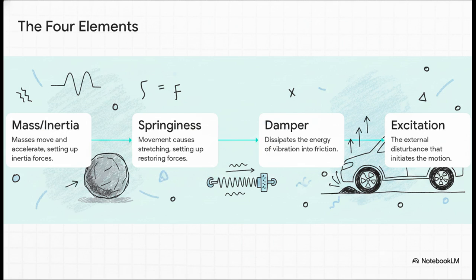Think about a bumpy car ride. The rough road is your external excitation. The vehicle's mass moves up and down. The car's suspension spring compresses and pushes back as a restoring force. And finally, the shock absorber acts as the damper, bleeding off the kinetic energy of the bounce into fluid friction, so you aren't just bouncing down the highway forever.